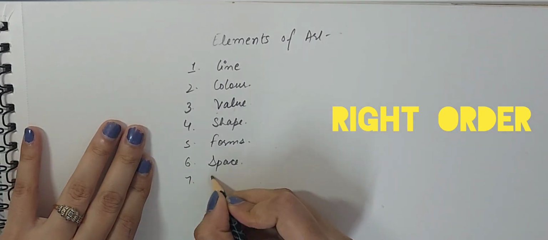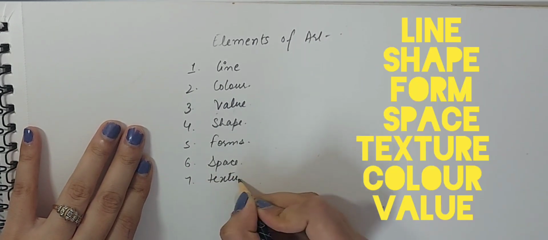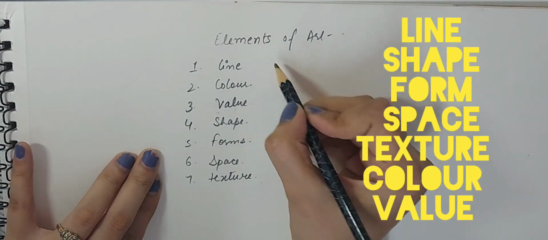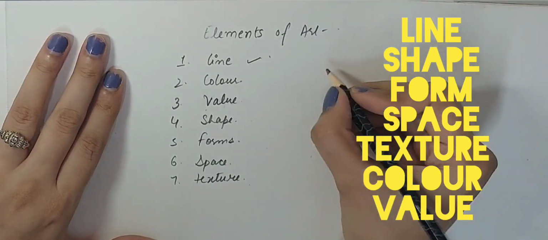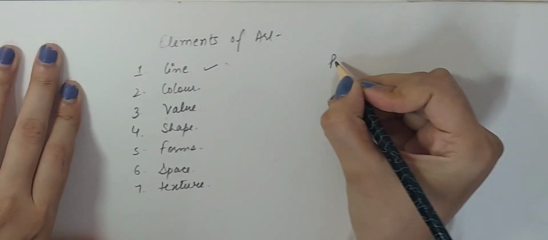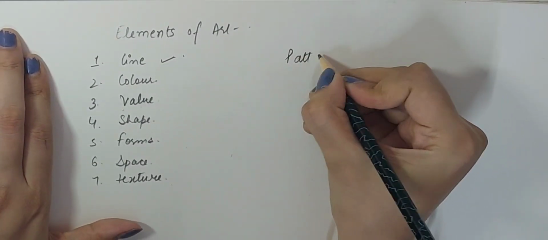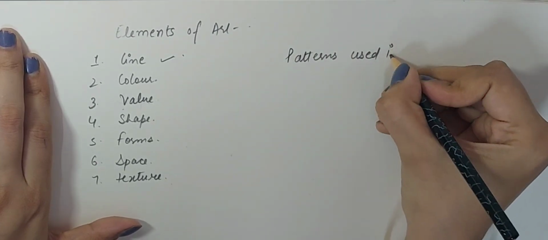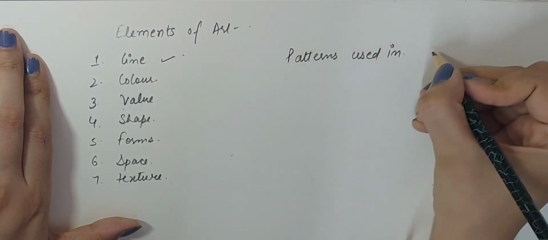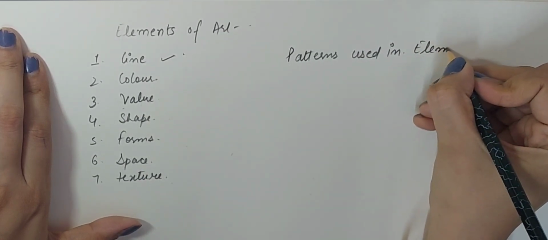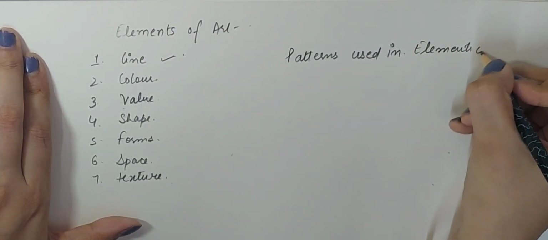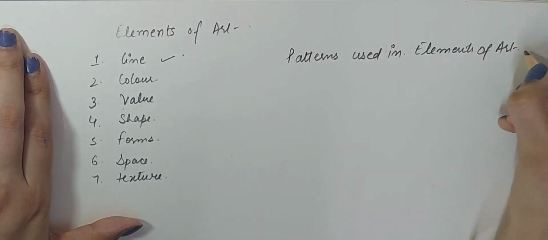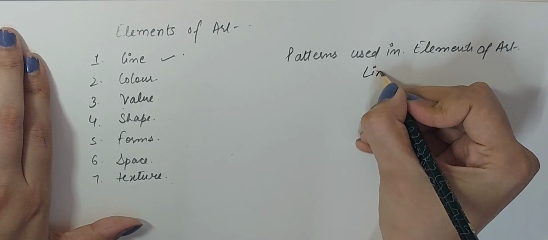That is line. First we draw a line, then we create a shape, then the form is created, then we have to see the space, then we can give the texture, then we can use the color and the value. And the value I have already explained in one of my videos. I'll share that link in the chat box and in the description box, where you can see what the value is about.